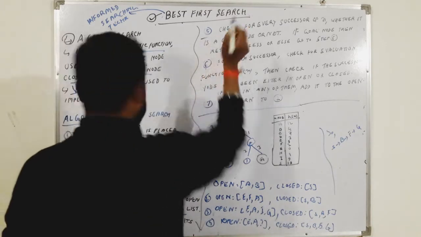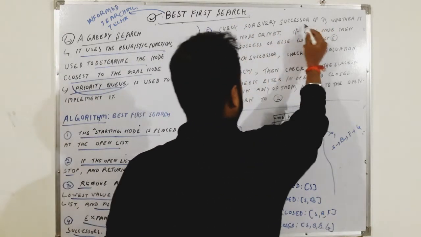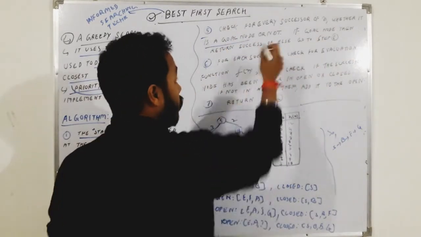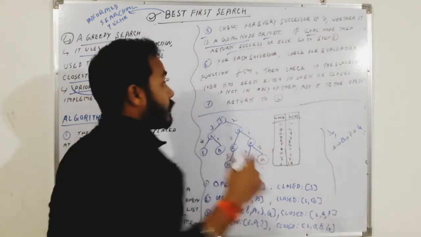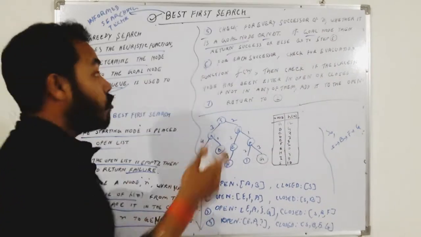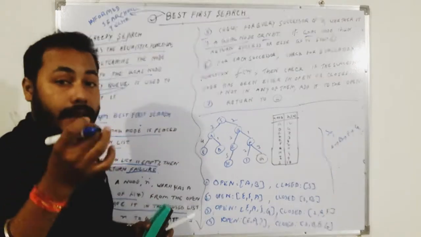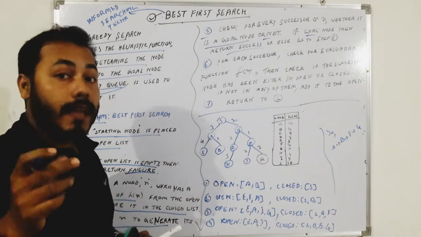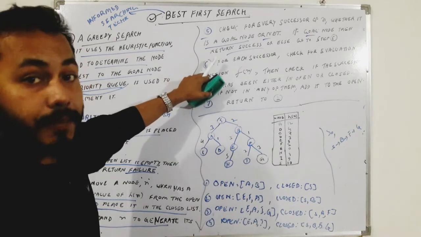So step 5, check for every successor of n whether it is a goal node or not. If it is a goal node, then just return success. Otherwise you have to go to step 6. So among the successors of the node n, if we find one of them is our goal, then we'll return success. Otherwise we need to go to step 6.